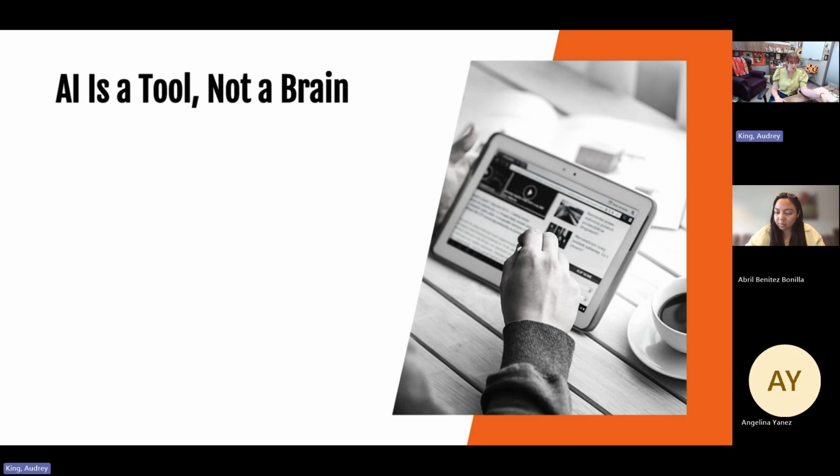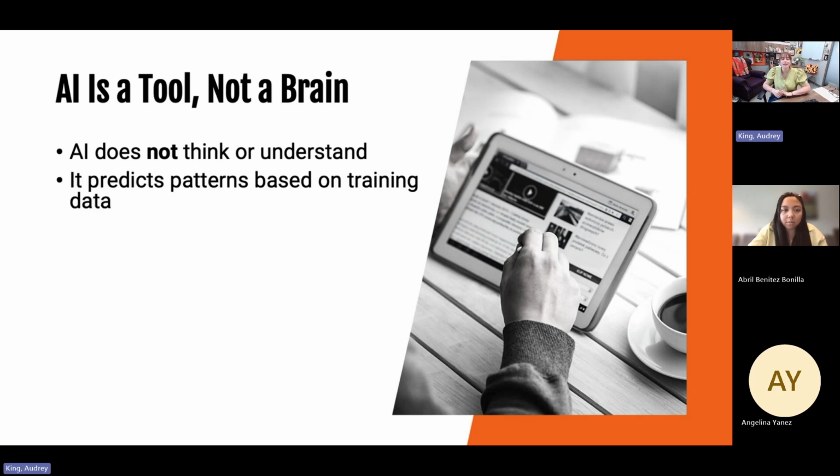This is where I always talk about AI as a tool, and we want to use our tools, not be a tool. So know that that's true. AI cannot think and understand, which leads us to this idea of how does it make decisions? Well, it predicts patterns based on training data.